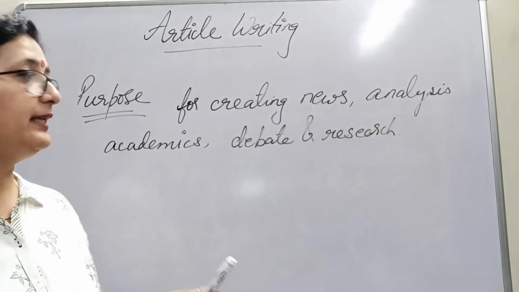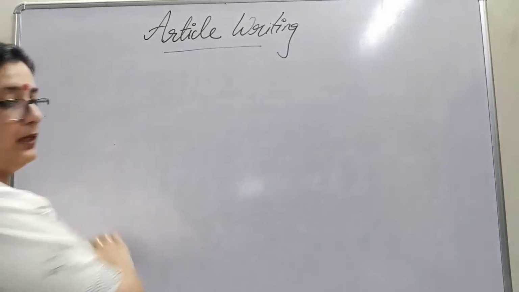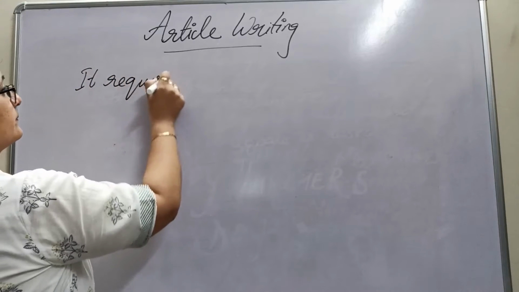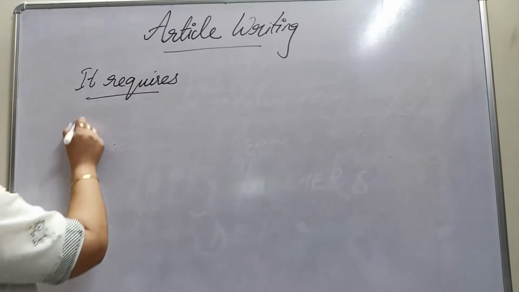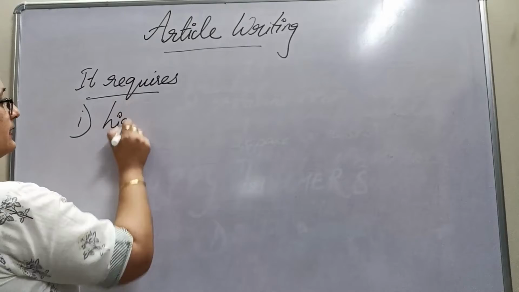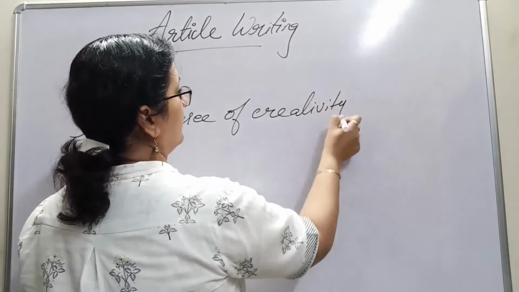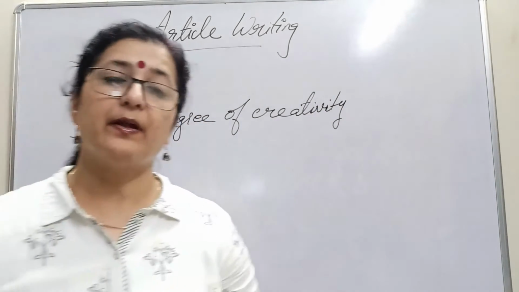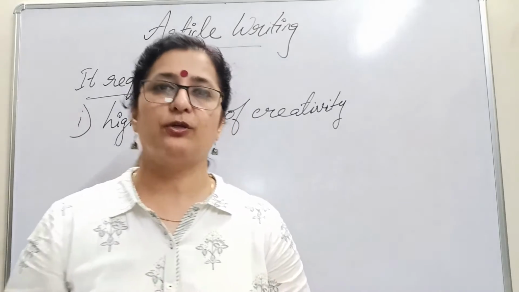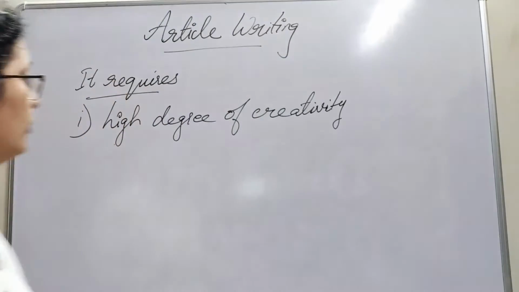Okay, now furthermore we need to see what exactly we need for article writing. This was the purpose, and now we need to see what the requirements of article writing are. What all does it require? The first point that it requires is a high degree of creativity. So far, when you had been writing your paragraphs, to a great extent creativity was not required. You could have written it in quite normal words, used absolutely normally, but for article writing a high degree of your creativity has to come out.